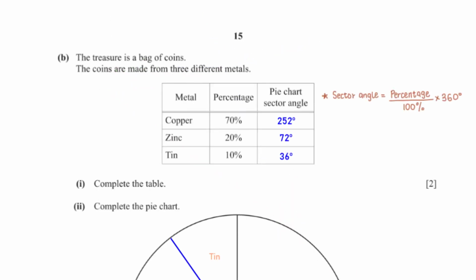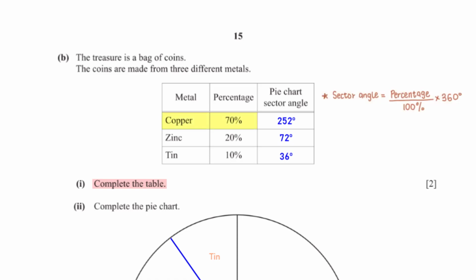The treasure is a bag of coins. The coins are made from 3 different metals. Complete the table. We get the sector angle for each category by dividing the percentage category by the total percentage, which is 100%. Then we multiply by 360 degrees.